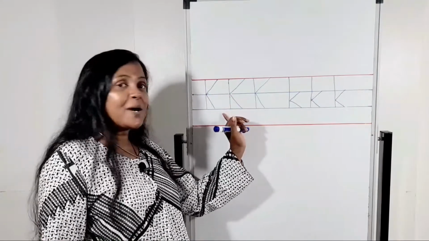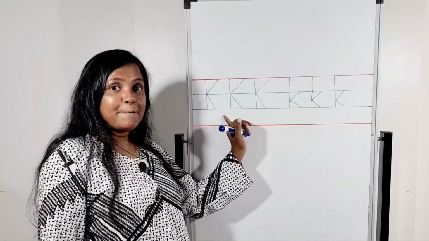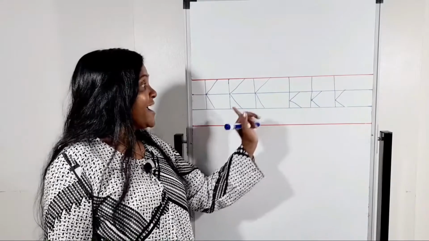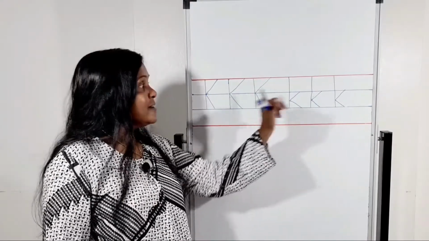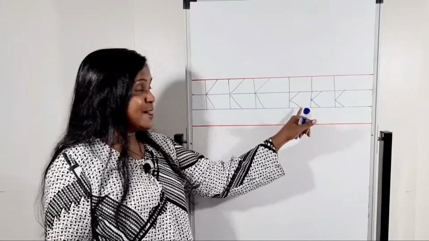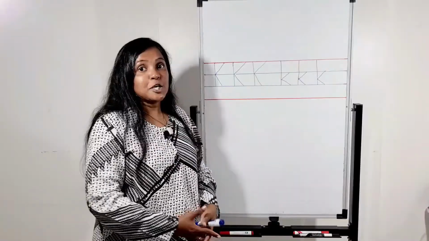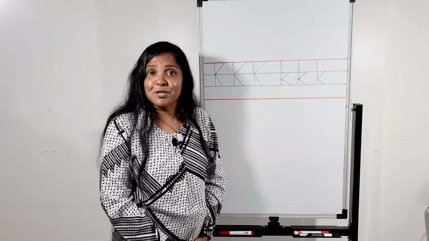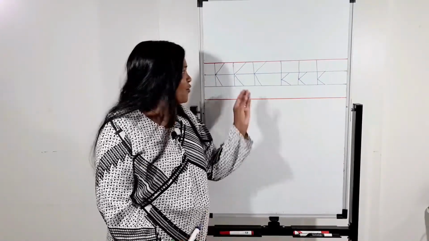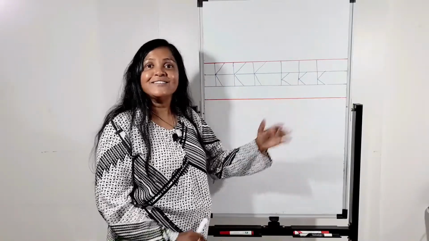If you call this one big k, then small k. Capital K, simple k. Uppercase k, lowercase k. Do they look same or different? Even though they look same, one is big and one is small.